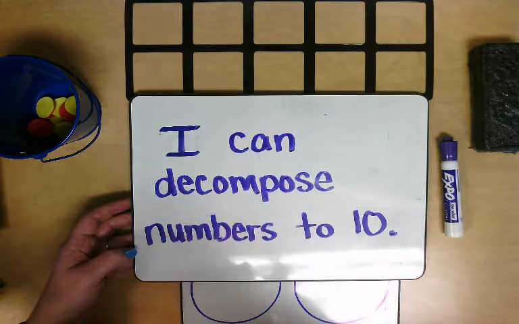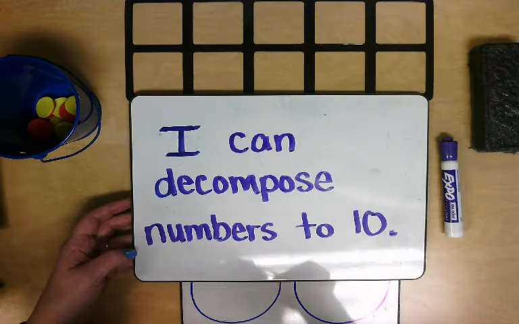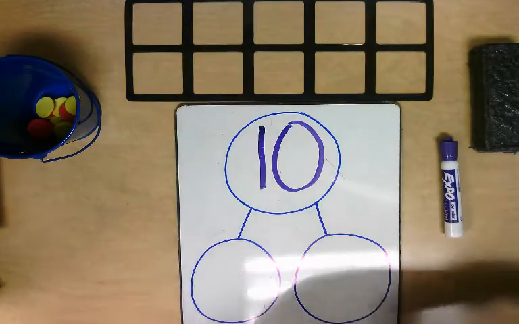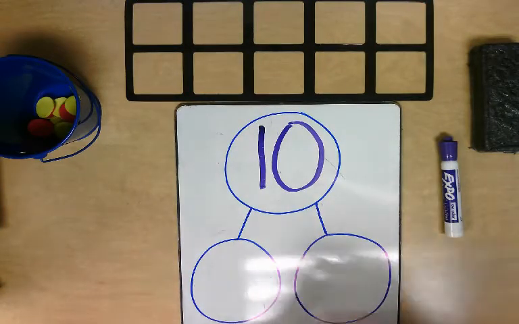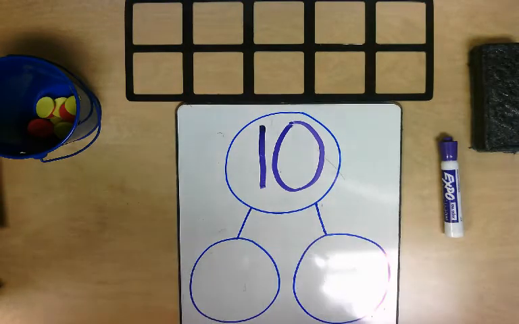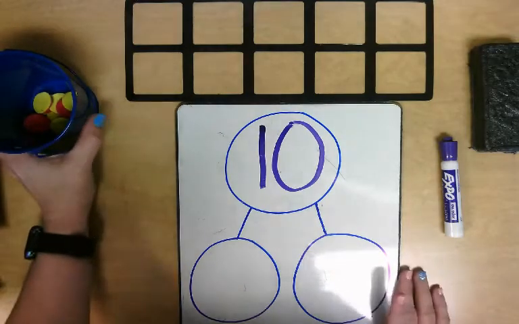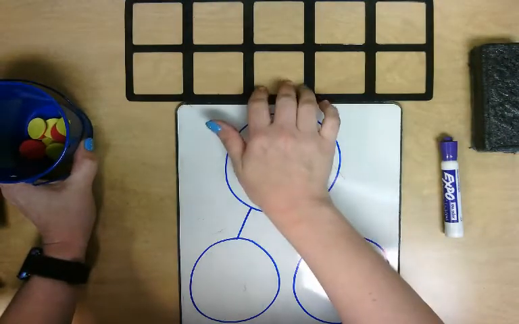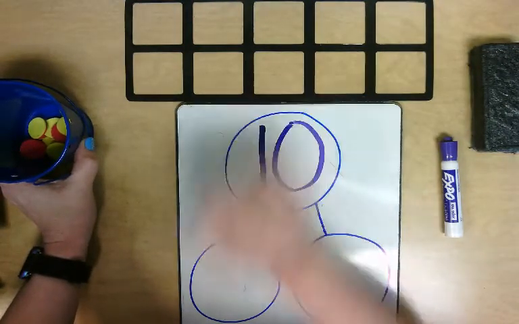All right? So what we're going to be doing is breaking apart our numbers to 10. And we're going to work with all of our numbers to 10 when we do this. But today we're going to work with just one number just so that I can show you what this looks like. Okay? You see right here I have a 10 frame. I know you know what that is.